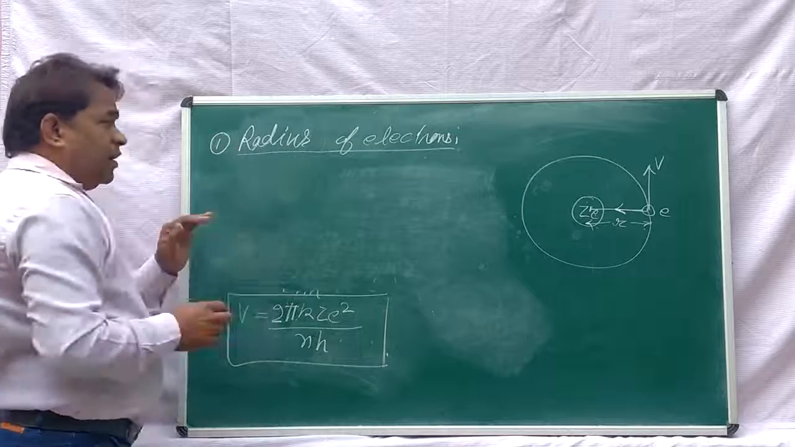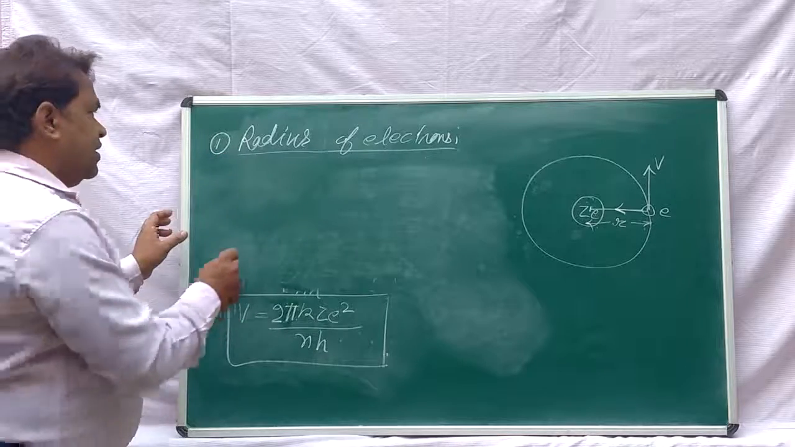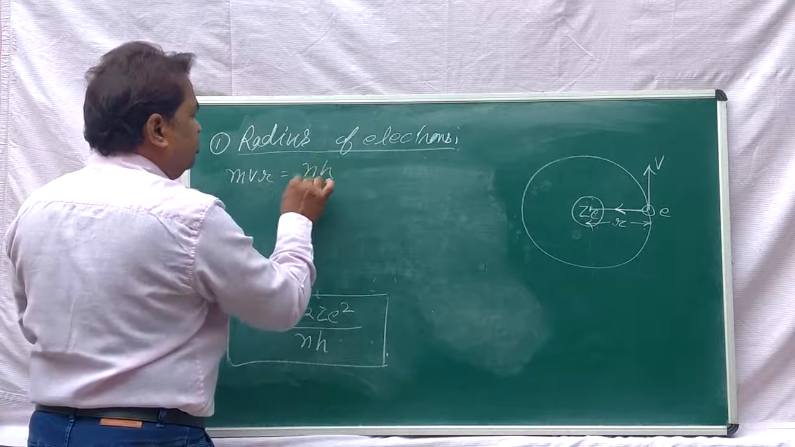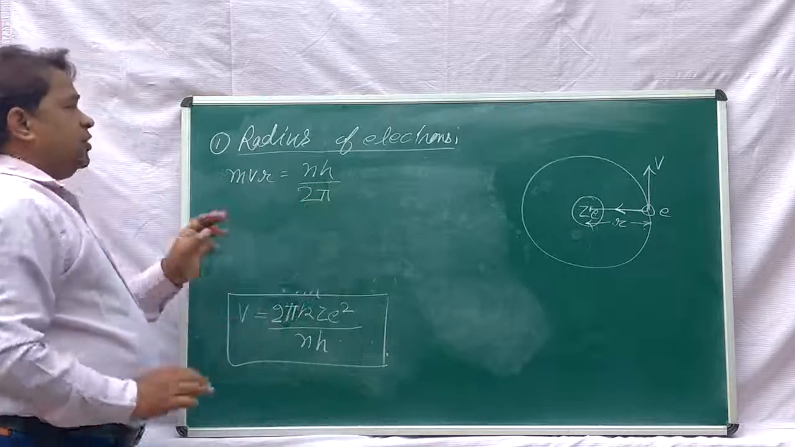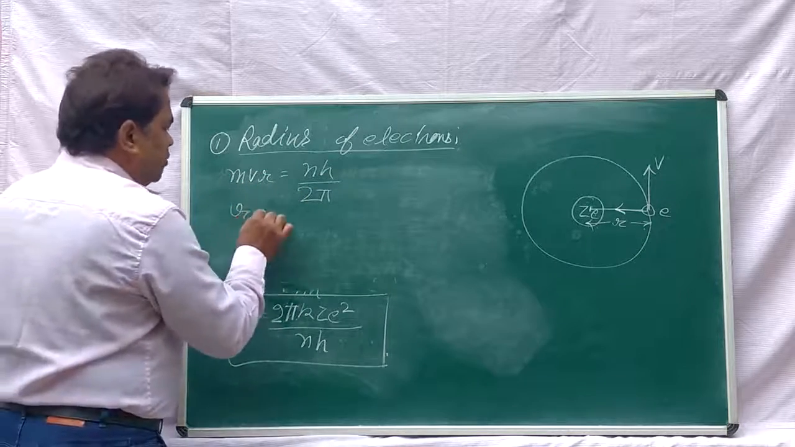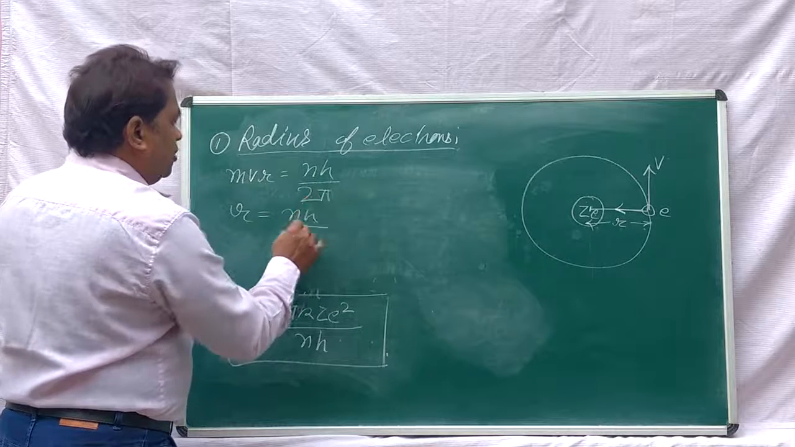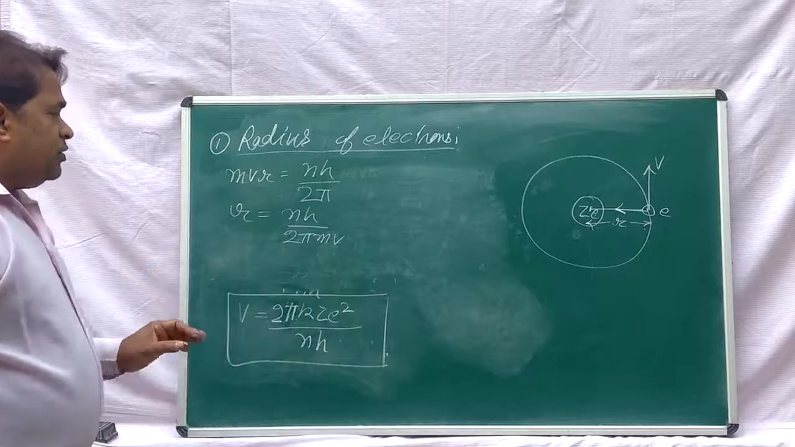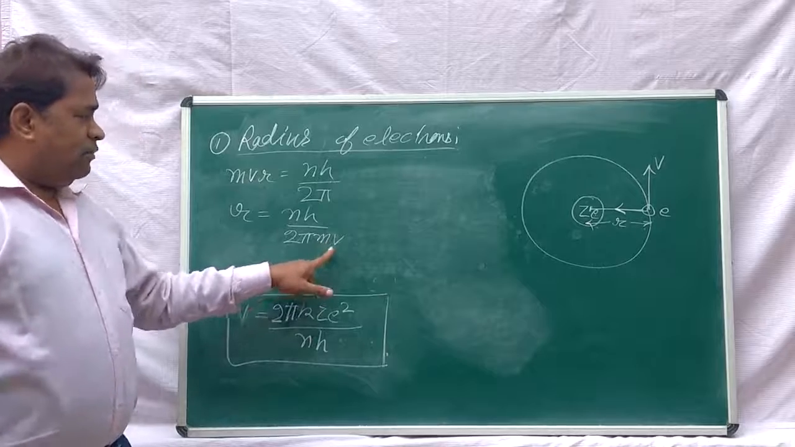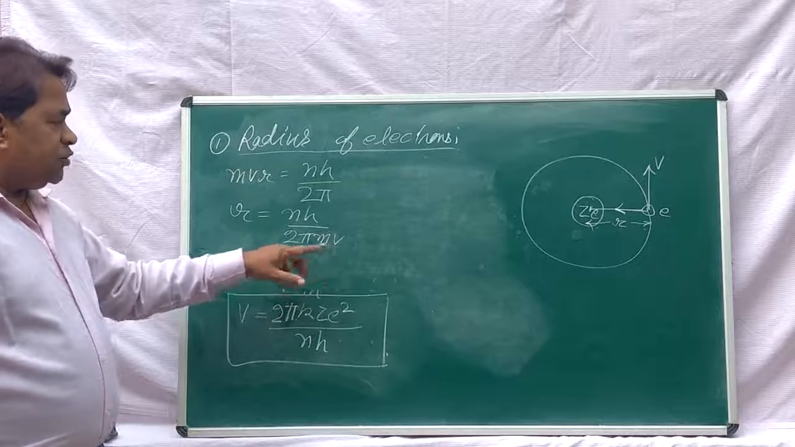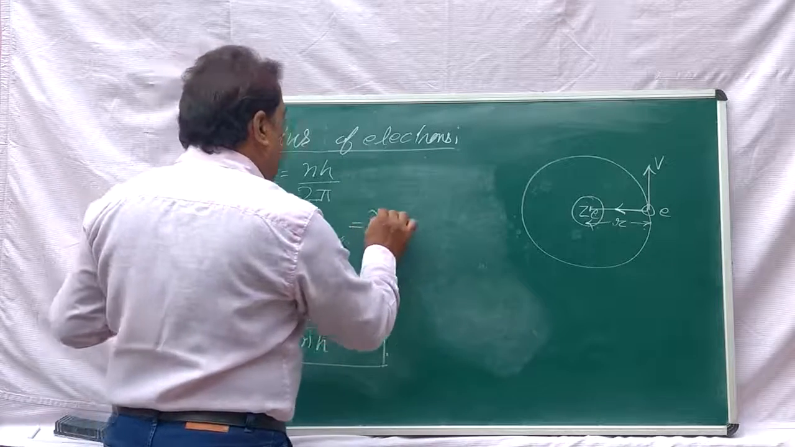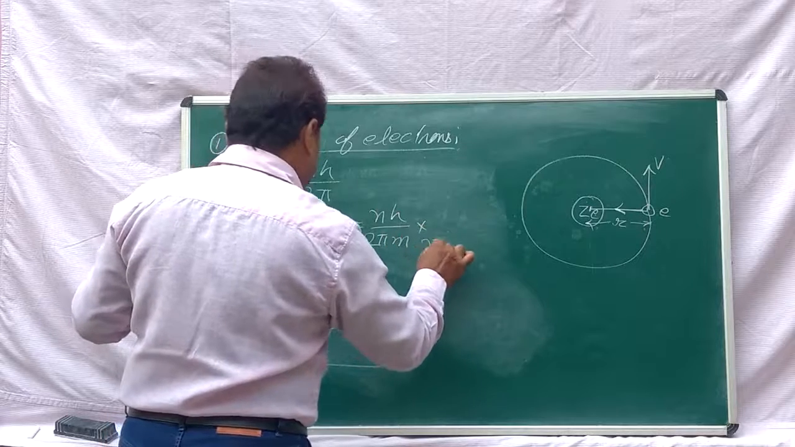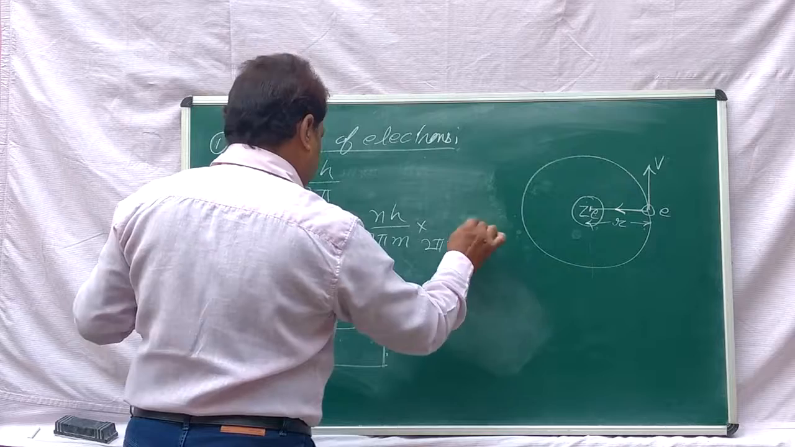In the previous expression we have seen that mvr is equal to nh upon 2 pi. So r was equal to nh upon 2 pi mv. Now we will put the value of v in this expression. Putting the value of v, we get r equal to nh upon 2 pi m times 2 pi k ze square upon nh.